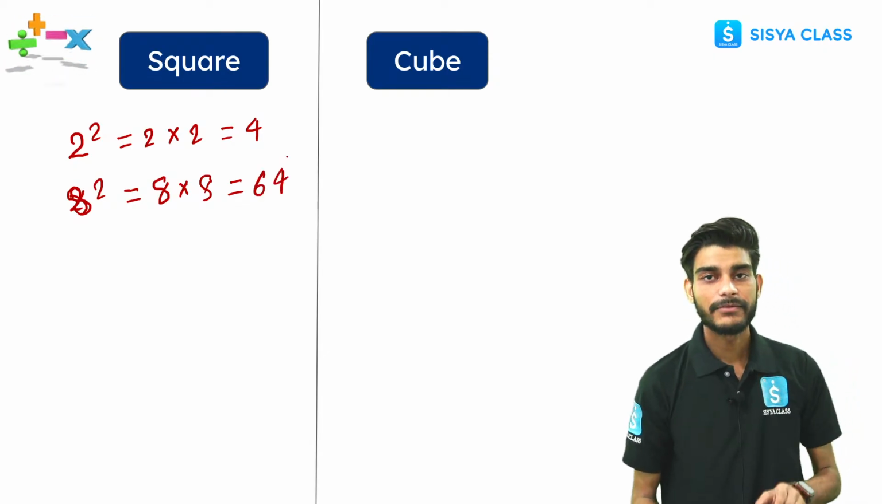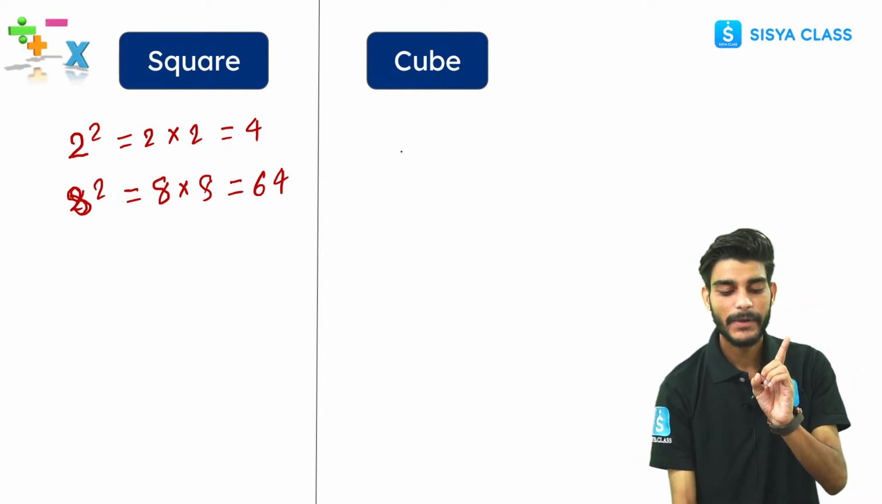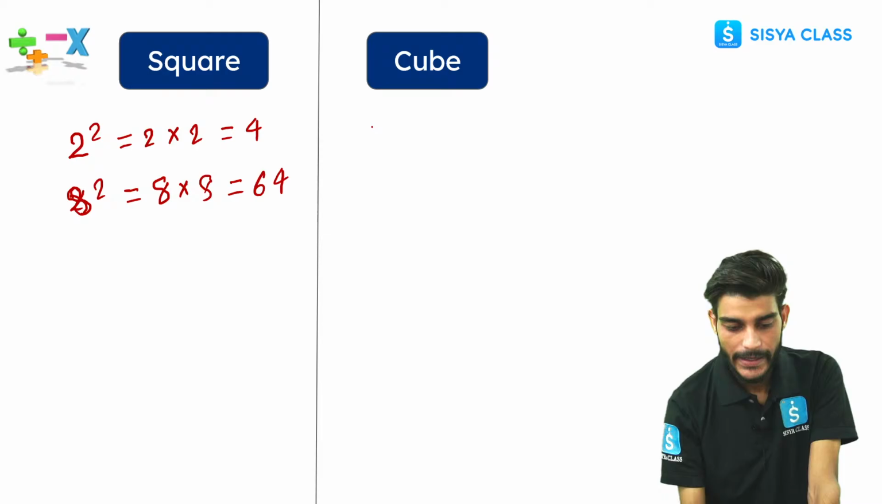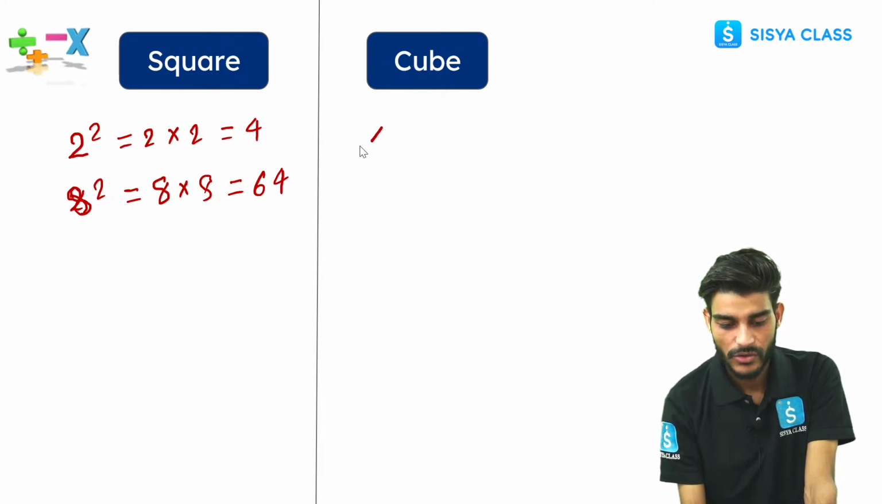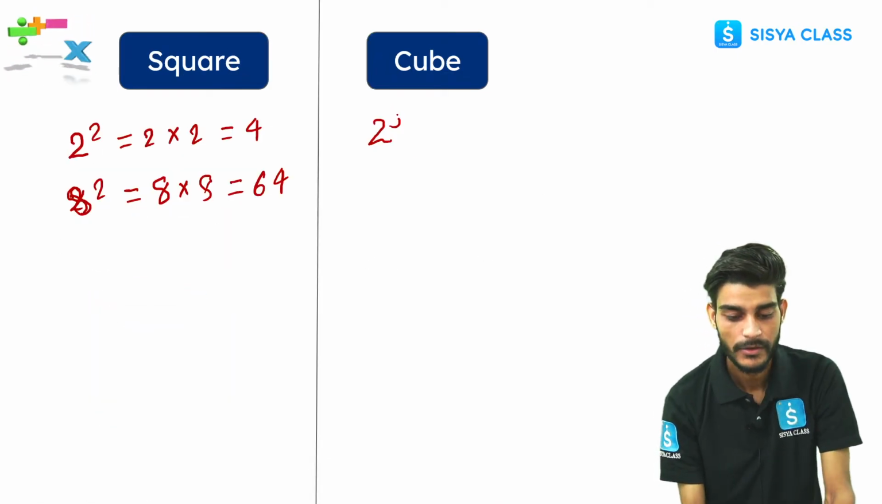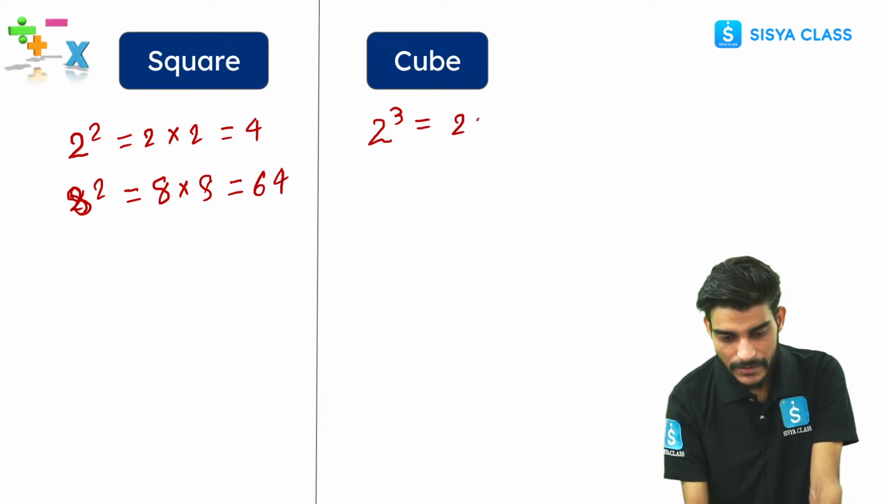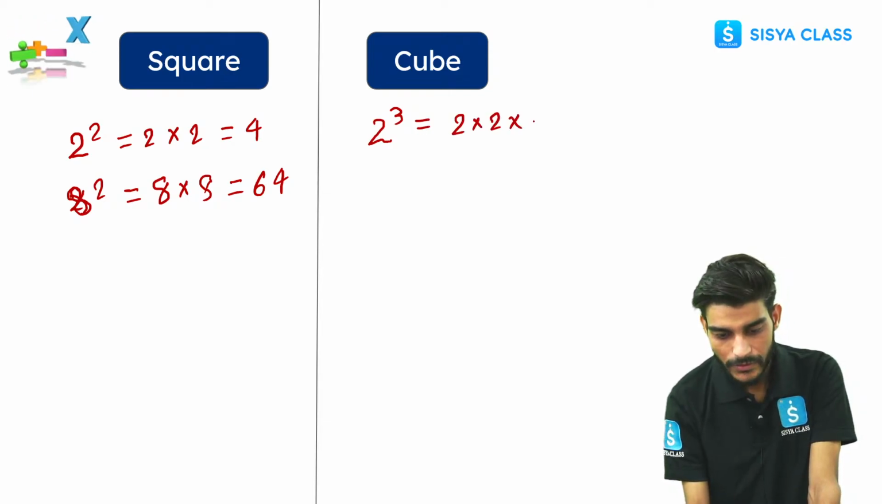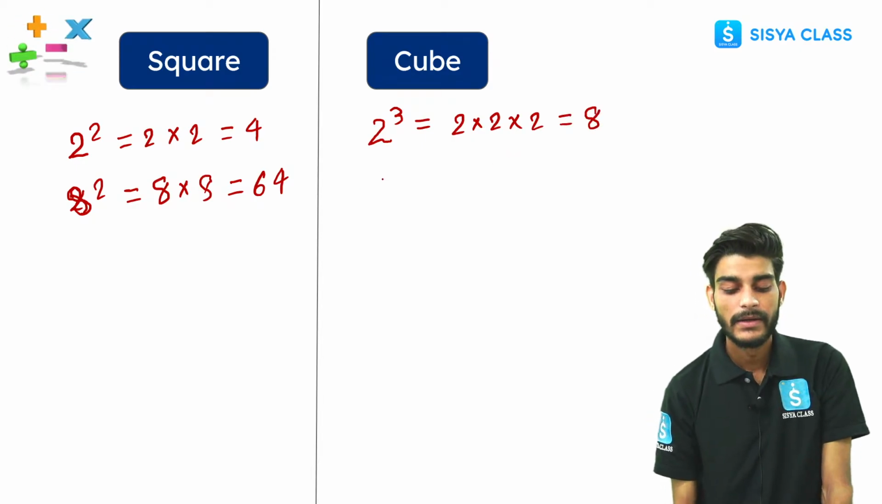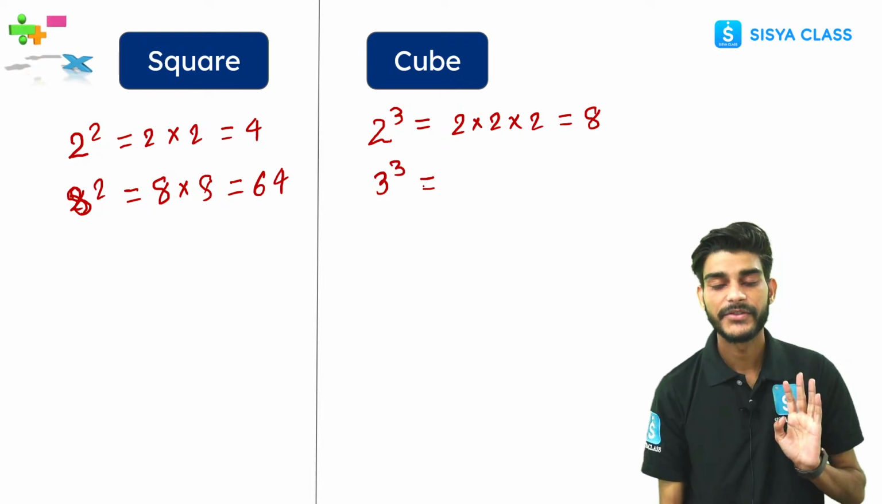But in this class, I have to find a cube. Cube means you have to multiply the same number 3 times. If you have to find a cube of 2, just write 2 to the power 3. 2 raised to power 3 means 2 is multiplied 3 times: 2 into 2 into 2, that is 8.